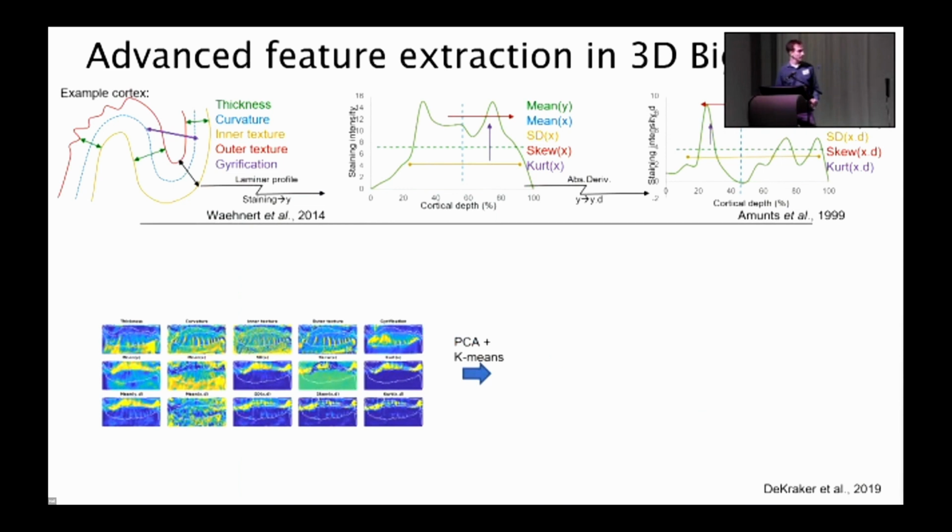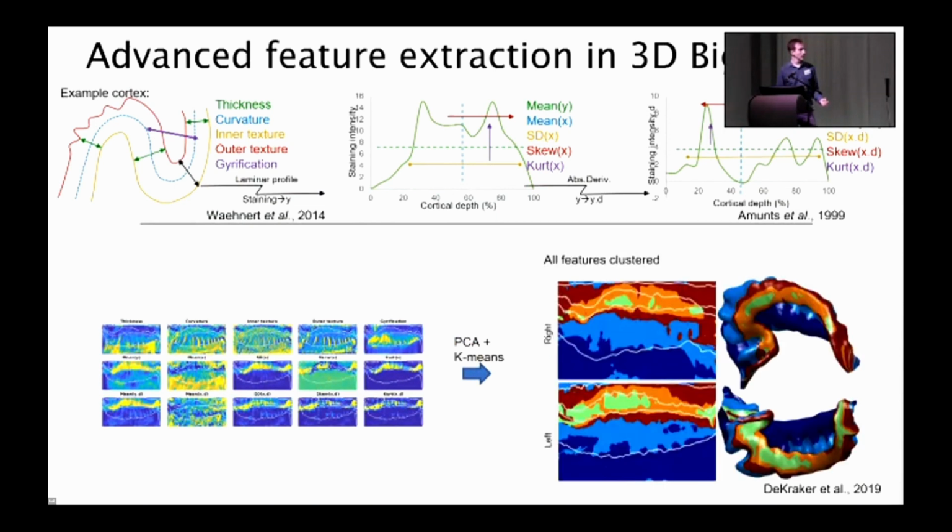So what I did then next is basically take all of these features and use an unsupervised clustering method, so PCA followed by k-means clustering. And when we do that, we get these clusters that closely resemble our manually defined idea of what hippocampal subfields should look like in a totally unsupervised way.